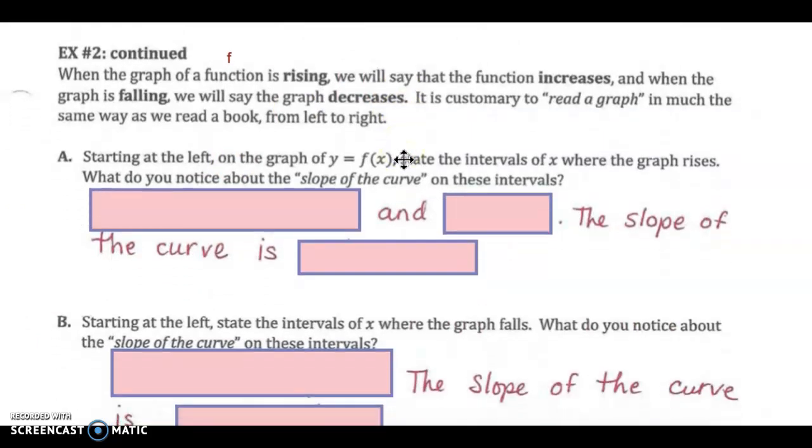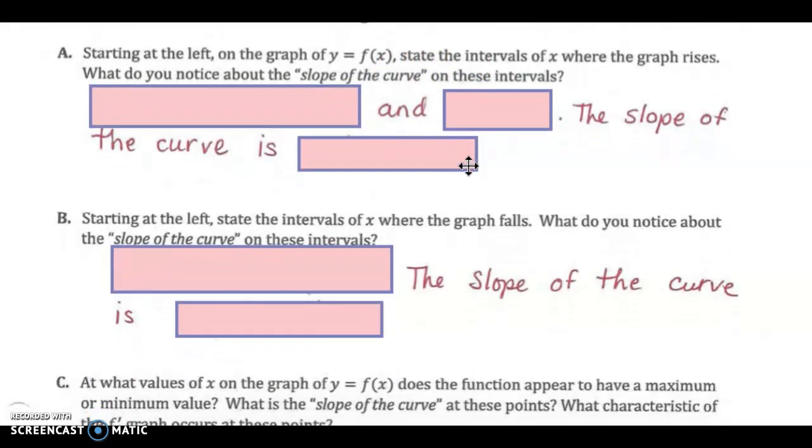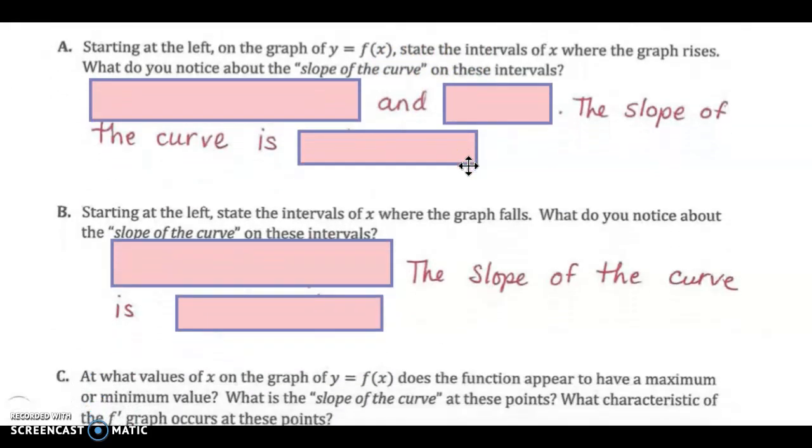All right, so this is continuing on with those graphs. It says, when the graph of the function, which is f, is rising, we say that the function increases, and when the graph is falling, we say that it decreases. It's customary to read a graph from left to right, just like we read a book. You know this already. All right, so starting at the left on the graph of f of x, it wants us to state the intervals of x where the graph rises, where it's increasing. And what do we notice about the slope of the curve on these intervals?